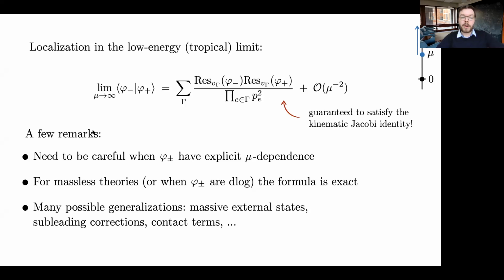So here's just a few remarks. First of all, you need to be a bit more careful when these twisted forms have some explicit mu dependence, because there's some non-commutation of limits issues. Second of all, for massless theories specifically, or alternatively, when these twisted forms are logarithmic, the formula is exact, meaning that there's no corrections at all, because there's no mass scale. And finally, there's many possible generalizations that I invite you to think about, especially those to massive external states, perhaps working out these explicit formulas for the subleading corrections, which might involve something like contact diagrams and so on.